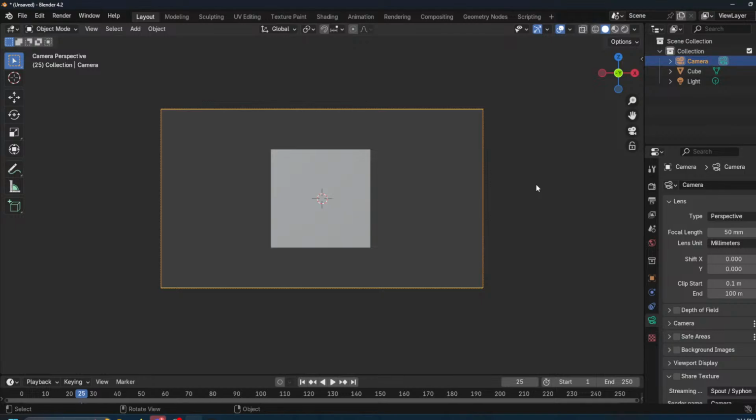We have 45 minutes in, so covered quite a bit on materials, and we've even gotten into perspective. So this perspective here, we're still in perspective mode, but you'll see this is a perfect square. That's because we're looking at it straight on.